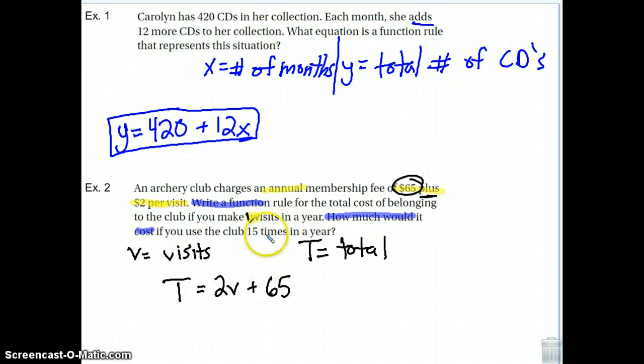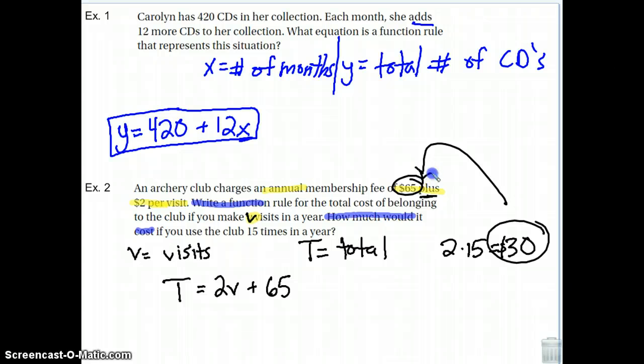So really, they're asking how much it costs if I go to the club 15 times in a year. Some of you might just think, oh, that's 2 times 15 equals $30. That's not necessarily true, because you forgot about the $65 you have to add on for that membership fee. So to solve, this is actually our function rule.